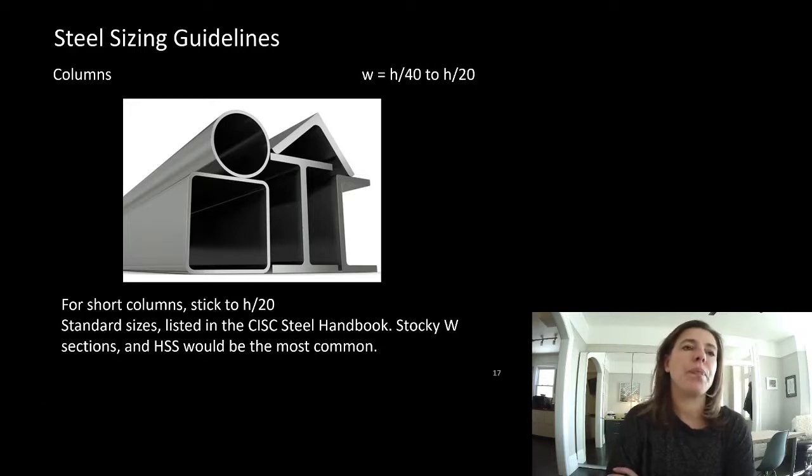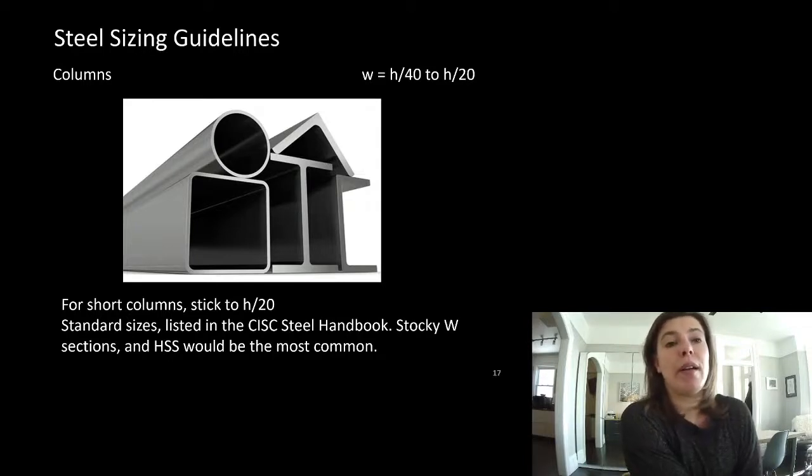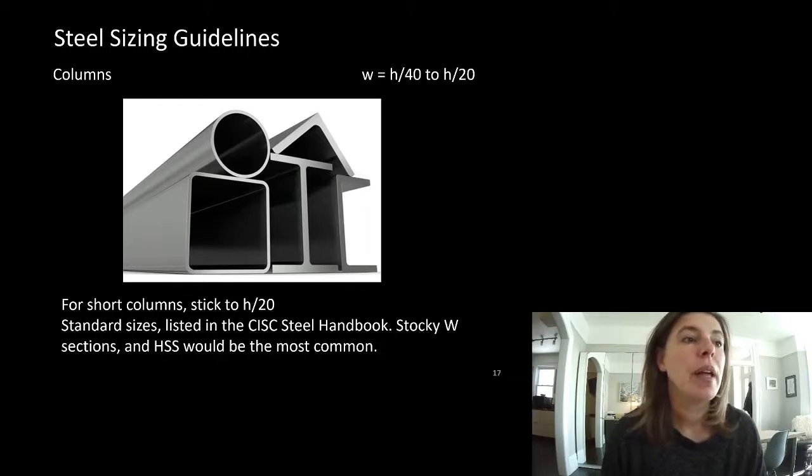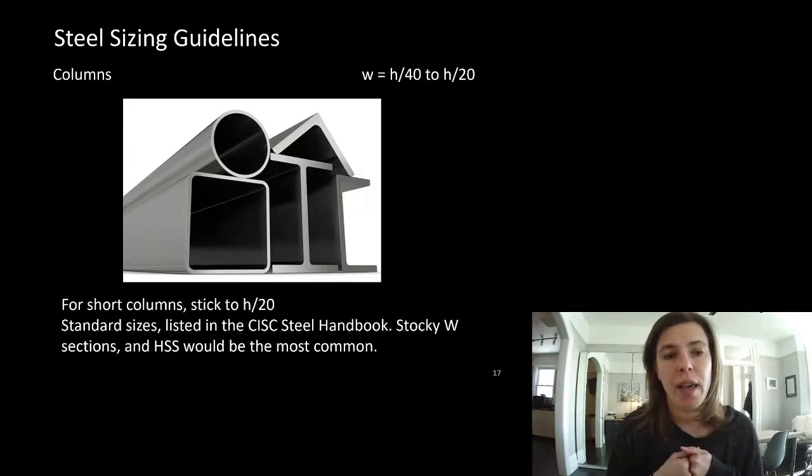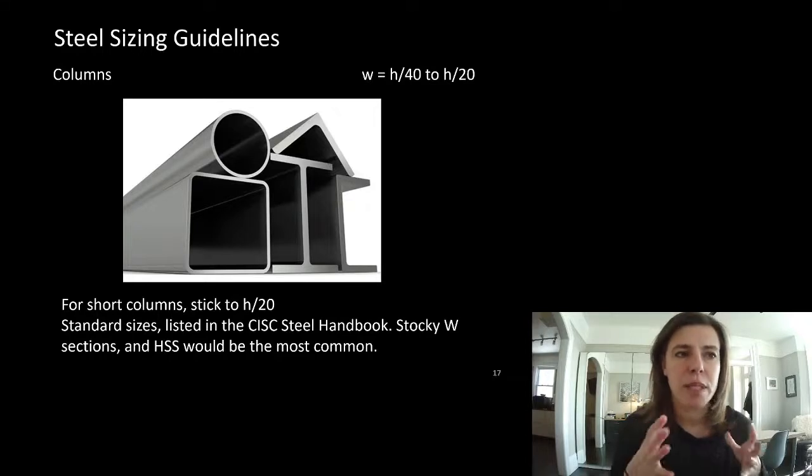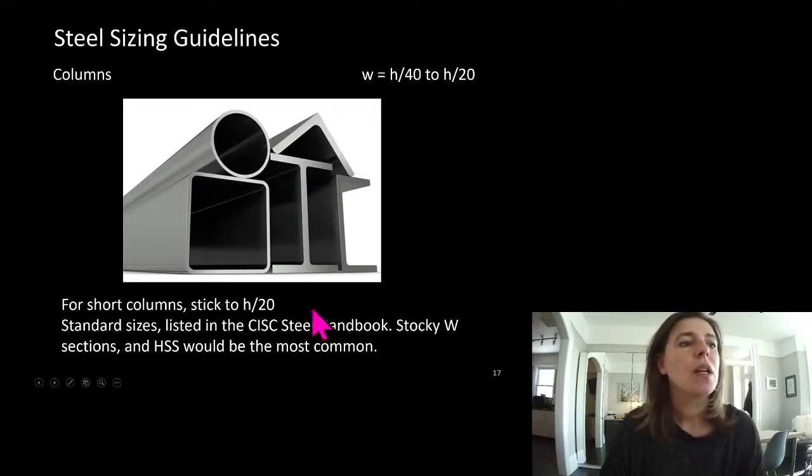Columns. So the column sizing guidelines bug me just a little bit, because you really have to be aware of the application that you're talking about. For short columns, stick to H divided by 20, which is what we're going to be talking about here. Unless I say something explicitly, we're going to be talking about columns that are relatively short. So standard sizes listed in the same handbook, stocky W sections and HSSs would be the most common. So we wouldn't use angles for anything, and we wouldn't use channels for anything for this section.